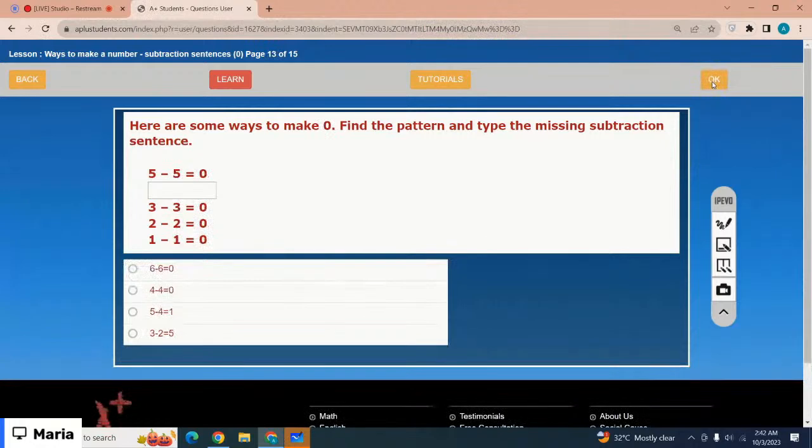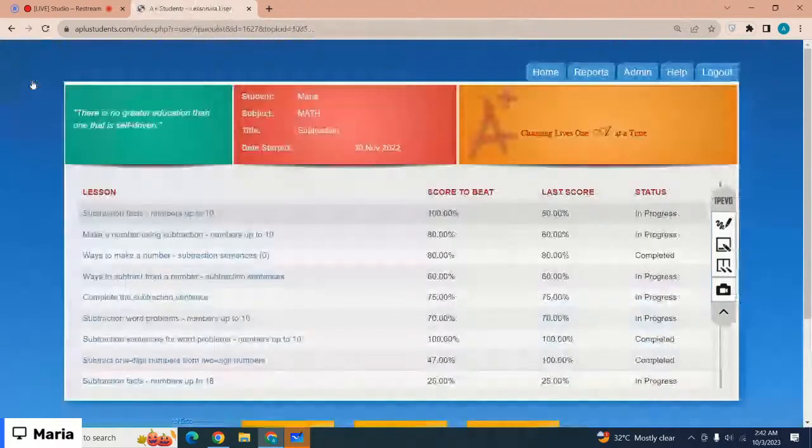Okay, you can complete the lesson by yourself later today. So we are working on grade 1 math. The chapter we're working on is subtraction, and the lessons we have covered today are subtraction facts, numbers up to 10, make a number using subtraction, numbers up to 10, and ways to make a number, subtraction sentences. So please make sure before the next session you complete all the practice questions for the lessons we did today. That's your homework.